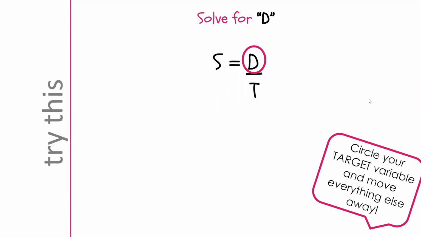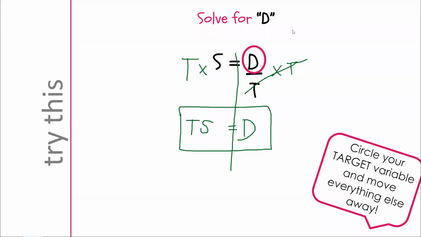This time, we're going to be solving for D. So try this one here. Think about how that T is interacting with the D and do the opposite to both sides. So pause your screen now and try this problem.